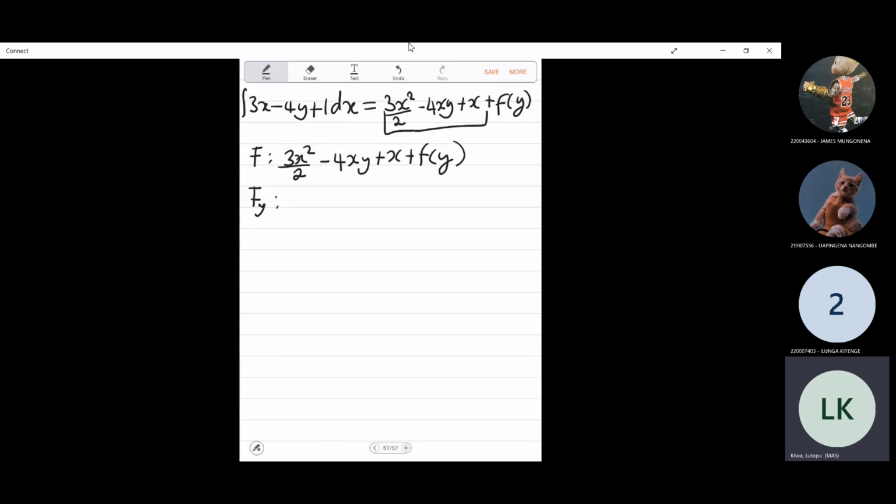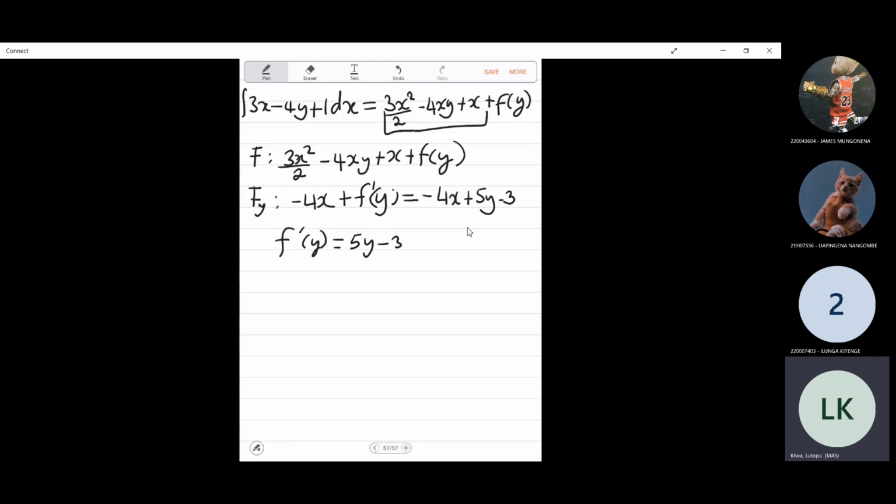And then for the first one, derivative of this is 0. Derivative of this is minus 4x. Derivative of x is 0. Derivative of this one is f prime of y. And this must be equal to q, which is minus 4x plus 5y minus 3. So I have minus 4x minus 4x, those two will cancel, and therefore we say f prime of y is equal to 5y minus 3.